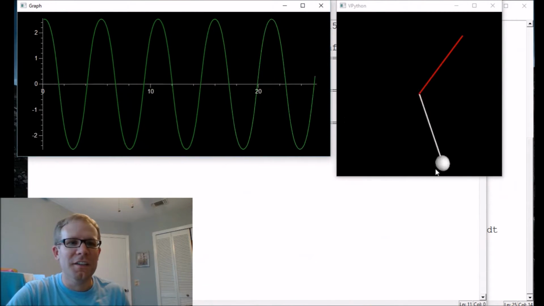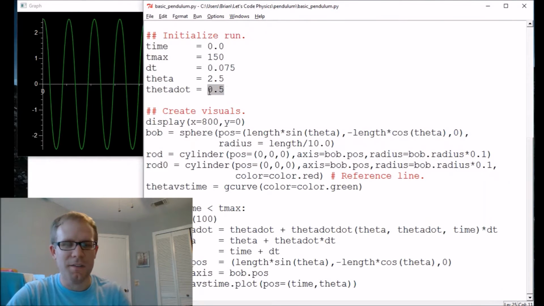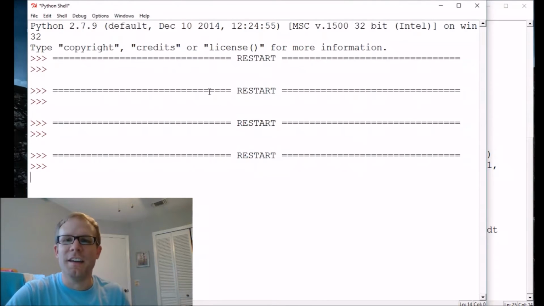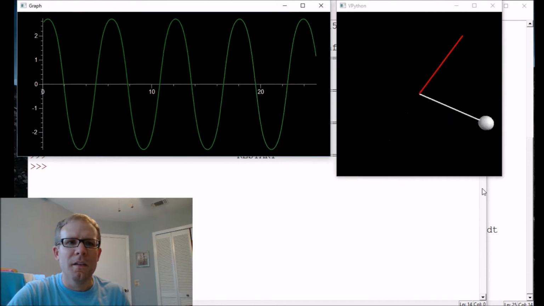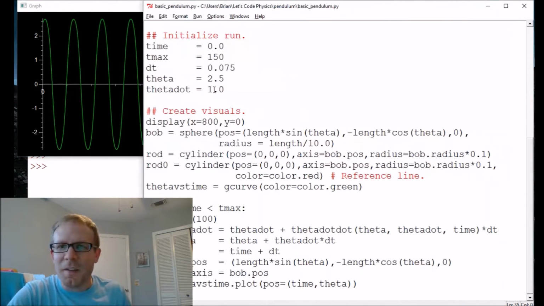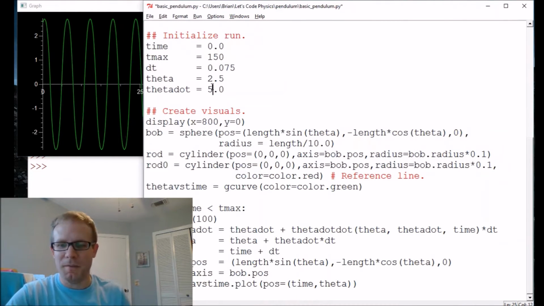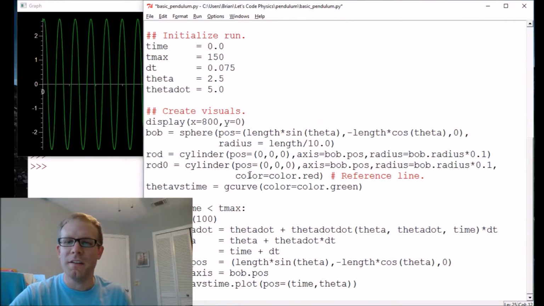Okay, nope, it is still falling back down. Let's see what happens if I increase the initial theta dot. Okay, it is exceeding its original by a little bit. Let's go ahead and bump it up to 5. Why not? Because it does incorporate theta dot from the beginning there.